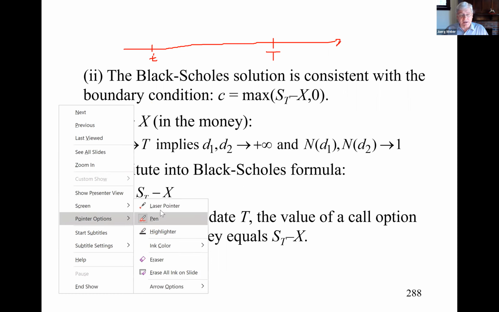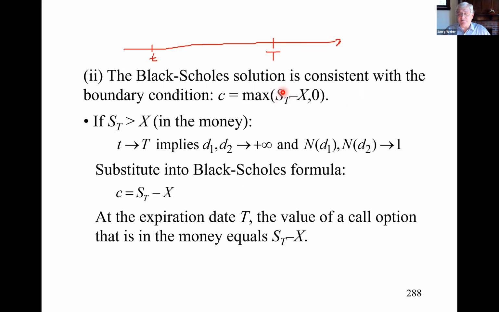If the share price is bigger than X at time big T, then that's nice. You have to pay X, but the share price is bigger, so you have this positive payoff. If at time big T the share price is less, you just walk away from that option, the payoff is 0. So let's assume at time big T, the option is in the money. The share price is bigger than X.